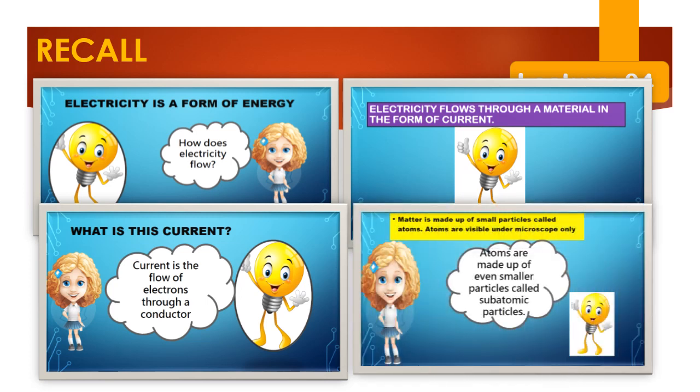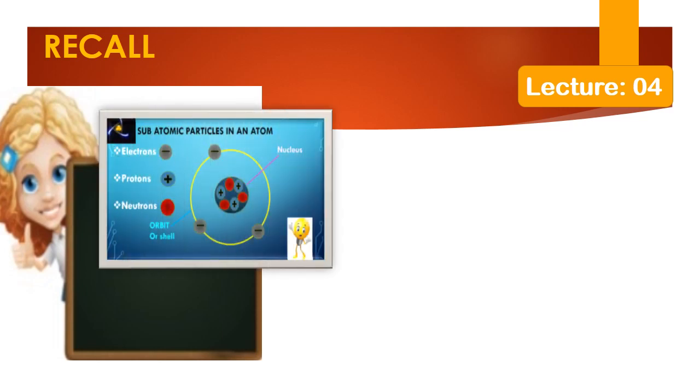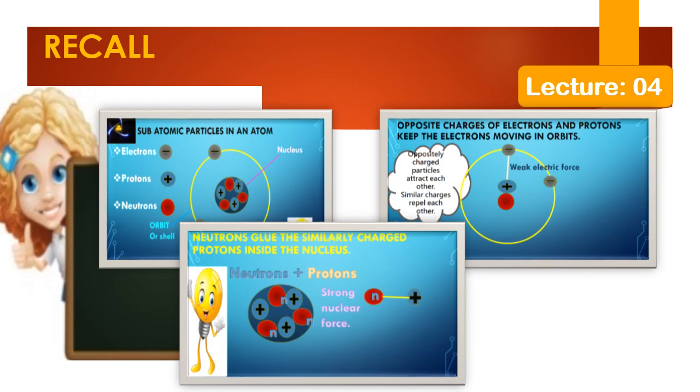Atoms are made up of even smaller particles called subatomic particles. In lecture 4, we learned an atom consists of subatomic particles. These are electrons, protons, and neutrons. There are weak electric forces between positive and negative charges, that is of proton and electron, and there are strong nuclear forces between protons and neutrons.